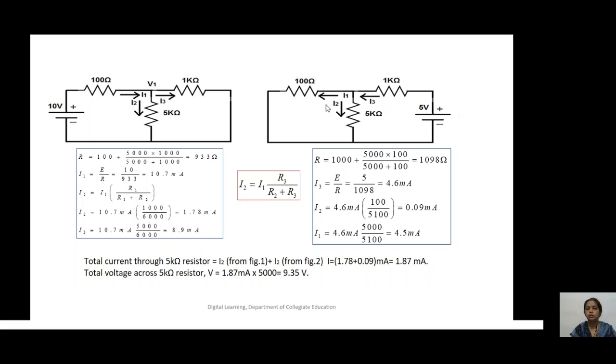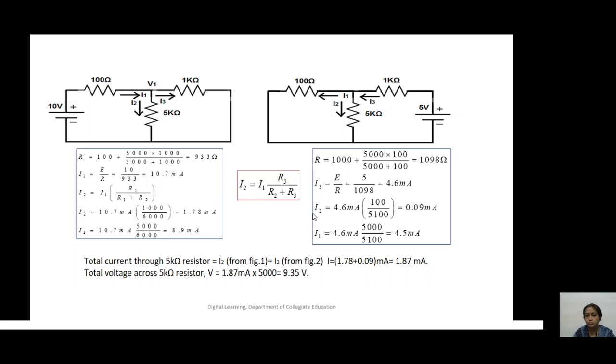So the total resistance is the parallel combination of 5K and 100 in series with 1K. So 5000 into 100 divided by 5000 plus 100, plus 1000 is equal to the effective resistance. These two resistances which are in parallel, that parallel combination is in series with the 1K. So main current is equal to total EMF divided by total resistance. So 5 divided by 1098, which is equal to 4.6 milliamps.